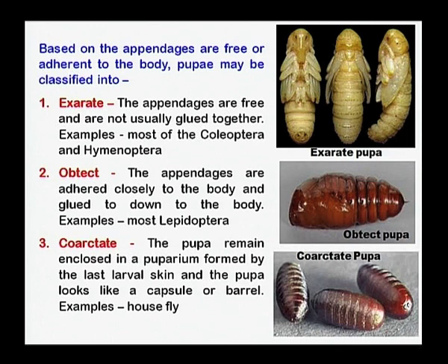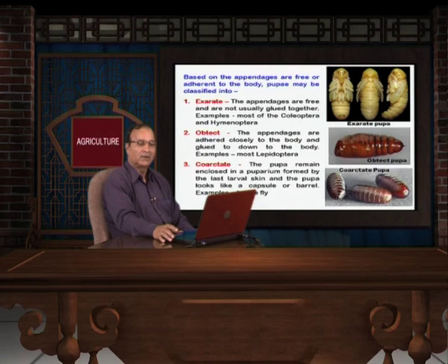Coarctate type of pupa, those pupae which remain inside a cocoon. Cocoon is a shell-like structure where the pupa rests, and before the last larval skin comes out, it remains there, and as soon as the last larval molt is completed, it comes out of the cocoon. So, the pupa which remains inside the puparium or cocoon comes under the category of coarctate type of pupa.